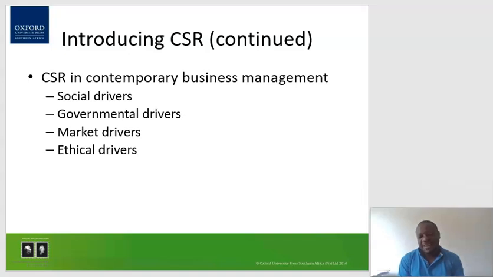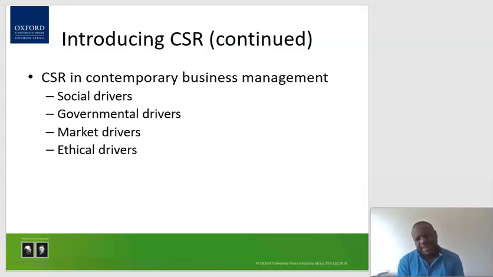There are also government drivers, organizations engaging in corporate social responsibility because the government requires them to do so. There are actually laws that state that companies should take responsibility for their own actions. So for that reason, you may see that companies may actually engage in corporate social responsibility for tax purposes, so that they benefit from tax incentives, and also so that they operate in line with the laws of the government.